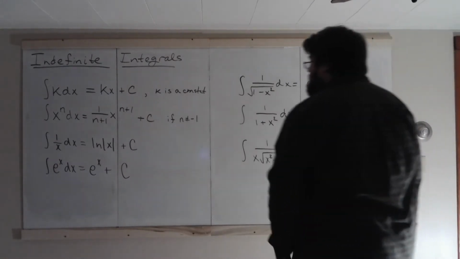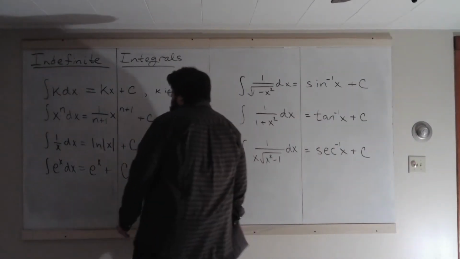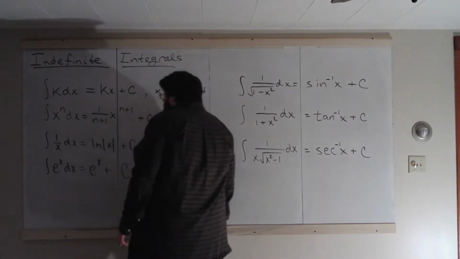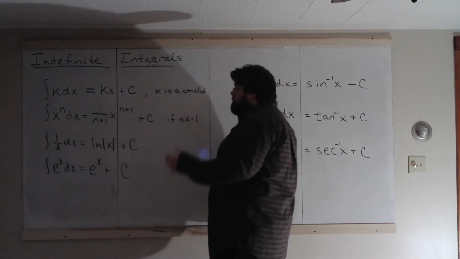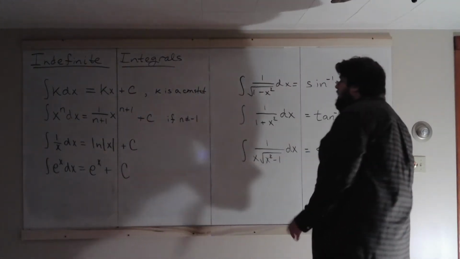Next, the derivative of e to the x is e to the x. So the indefinite integral of e to the x is also e to the x, but plus c. You always need the constant of integration.